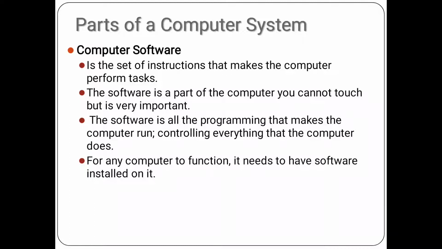Parts of computer system: computer software. It is the set of instructions that make the computer perform tasks. The software is the part of the computer you cannot touch, but it is very important. The software is all the programming that makes the computer run, controlling everything that the computer does. Fourth point: for any computer to function, it needs to have software installed on it.